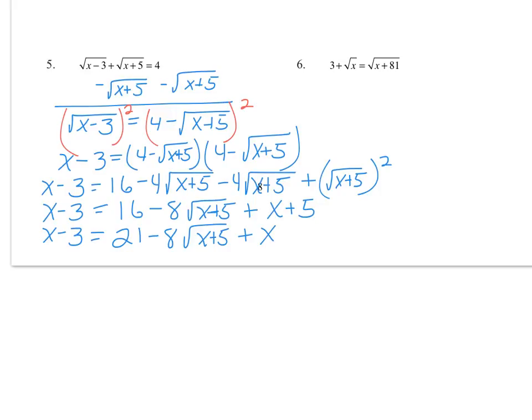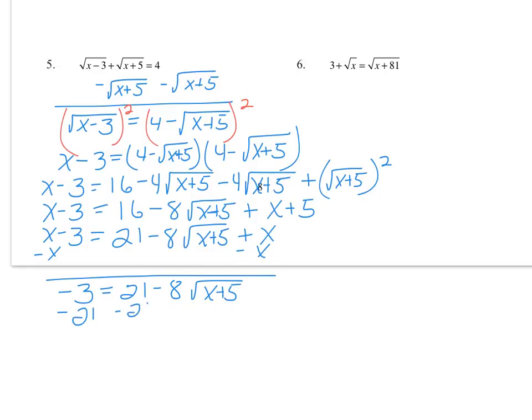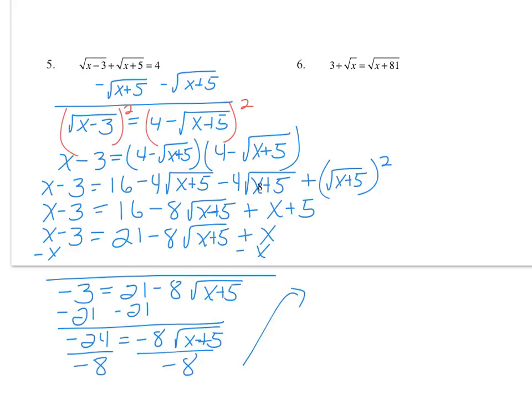All right, I have x's on both sides of the equation, so I need to get them on one side, so I'm going to subtract an x on both sides. That cancels out the x's, so I get negative 3 equals 21 minus 8 radical x plus 5. I have a radical, so let's see if I can isolate it. I'll subtract 21 on both sides. End up with a negative 24 equals a negative 8 radical x plus 5. I'm going to divide each side by a negative 8 and end up with a positive 3 equals radical x plus 5.